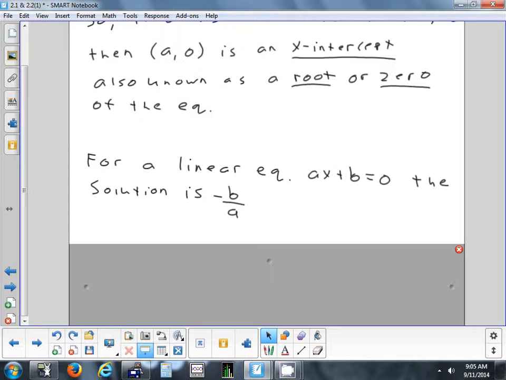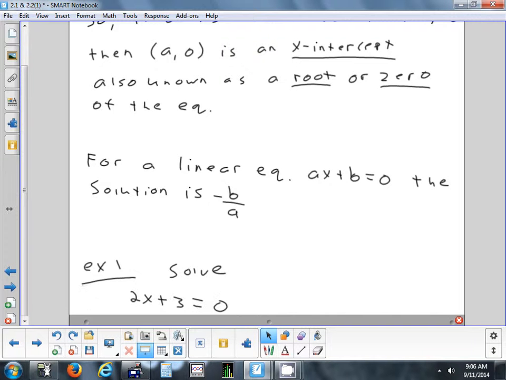So for a linear equation, the root is pretty easy to find. All you have to do is set the equation equal to 0 and solve it for x. So you'd subtract b from both sides and divide by a. How many roots can a linear equation have up to? Just one. If it's a horizontal line, it might not have one, but any other line will have exactly one root.